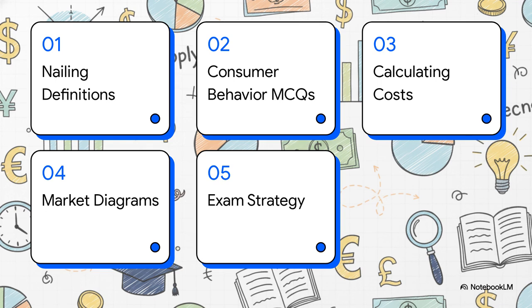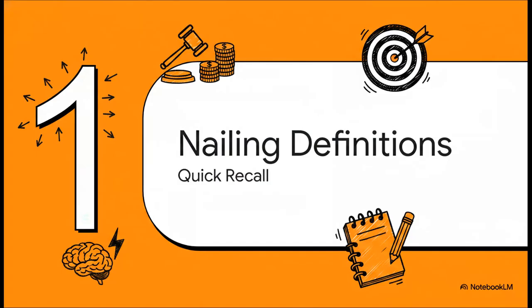First, ace your first economics exam. Then, nailing the key definitions. Next, cracking consumer behavior MCQs. Followed by calculating costs with confidence, mastering market diagrams, and finally, exam strategy and time management. All right, let's kick things off with Section 1, Nailing the Key Definitions. Quick recall for easy marks.